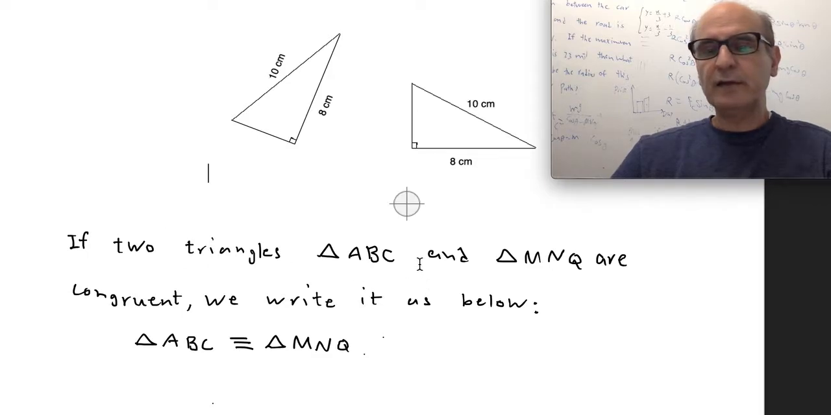And if two triangles are congruent, like triangle ABC and triangle MNQ, this little triangle stands for triangle. So triangle ABC and triangle MNQ, they are congruent. Mathematically, we write it like that. So triangle ABC, we read this as congruent to triangle MNQ. As you can see, the congruency sign is the same as equal with one additional line.